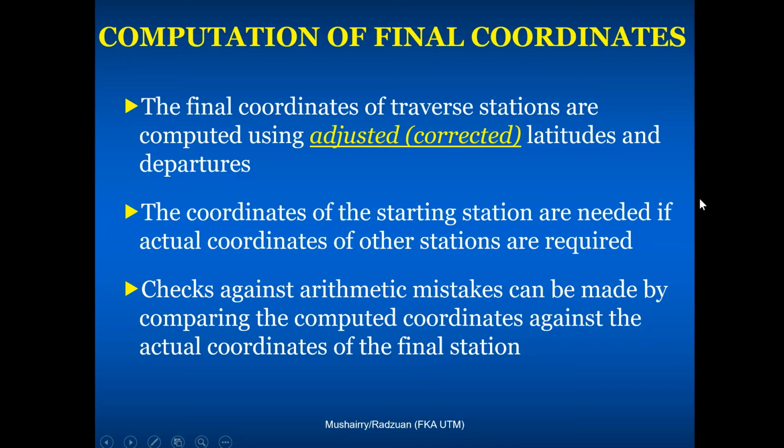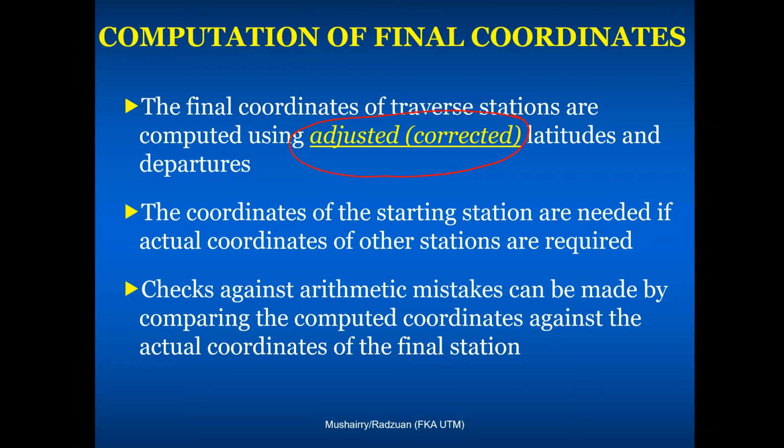Okay, so the final coordinates of traverse stations are then computed using adjusted, corrected latitude. So you have your calculated latitude, you do your Bowditch correction, then you'll end up with what we call the adjusted latitude or the corrected latitude. So you're going to use that. That will be your final answer, the value that you use to calculate your coordinates.